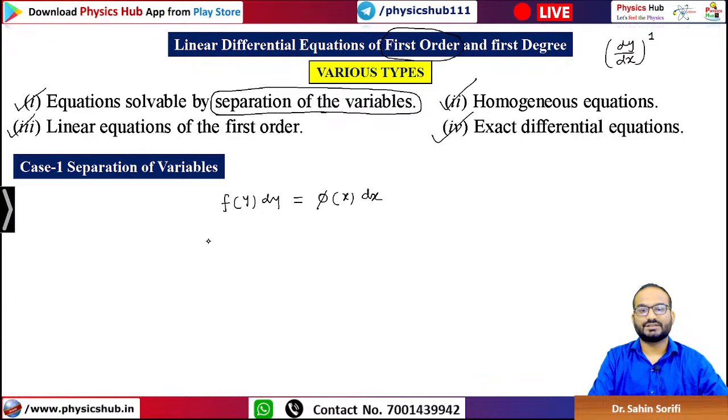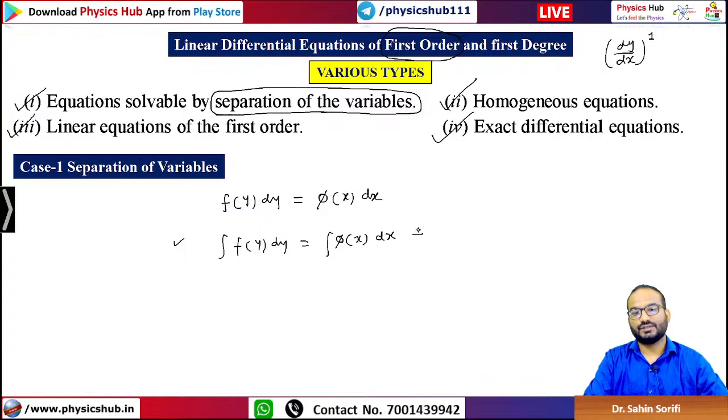What are you going to do next? Next, you have to take integration on both sides. So integral of f of y dy equals integral of phi of x dx. Then you need to add an integration constant on the right. So this is the way you can solve the differential equation.